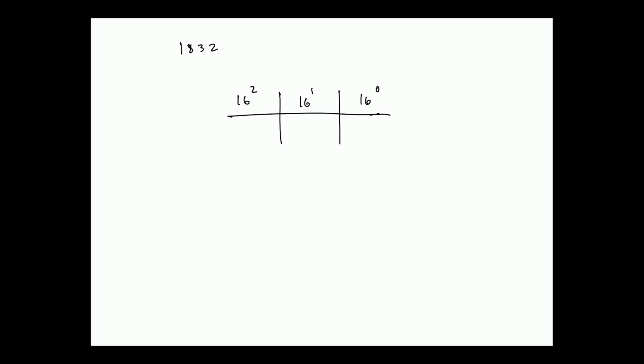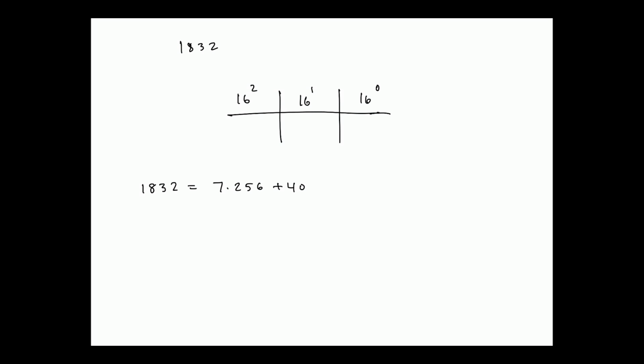All right, so I need to take 1832 and write it this way. Well, in order to do that, I need to know how many 256s fit into 1832? So think about that for a second. Maybe bust out a calculator if you need. It happens to be 7, and it's 7 point blah blah blah. And the remainder happens to be 40. I know that because I did it this morning and I remember it.